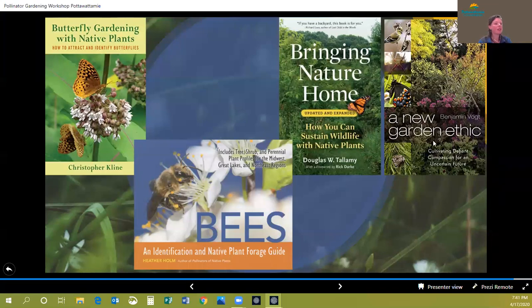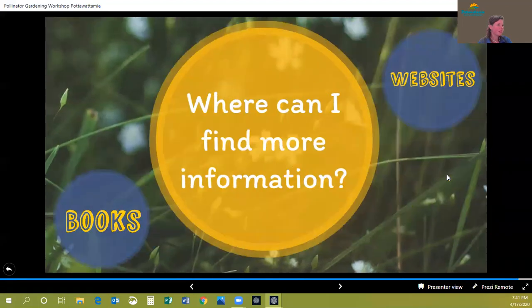And then here's A New Garden Ethic by one of our local, Benjamin Vogt. He's in Lincoln. And he is someone who helps people to turn their yards into native landscapes. So he is a landscaper that uses natives. So there are landscapers out there who will do that for you. You can do it yourself as well. So just a few books. That'll be a fun place to start for you.